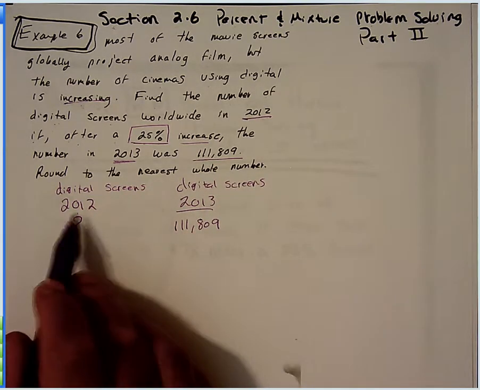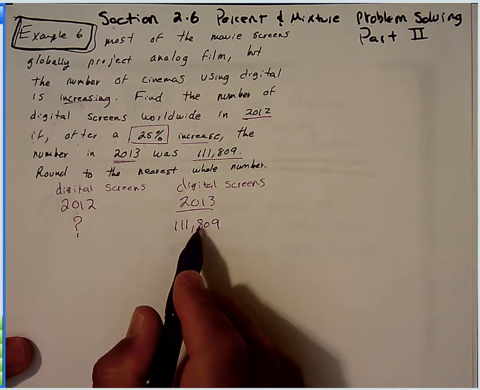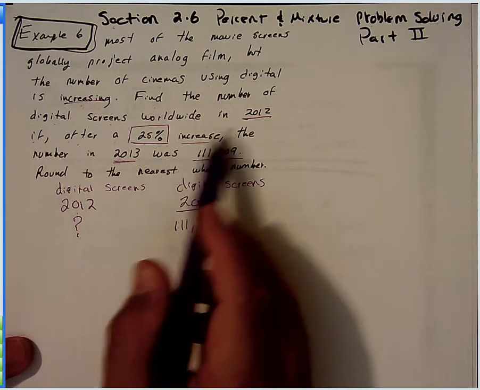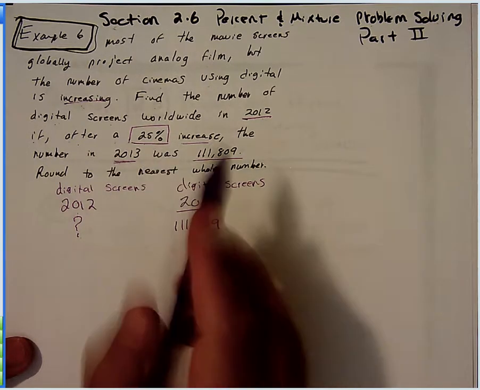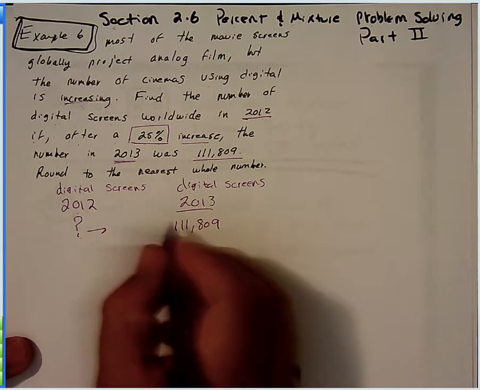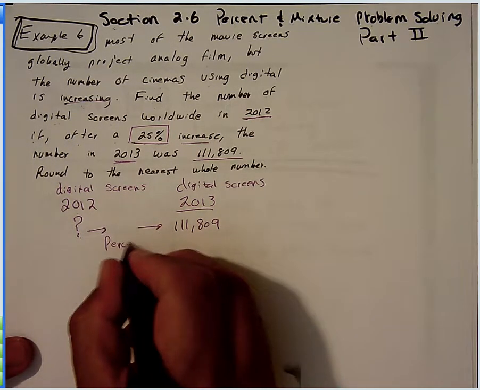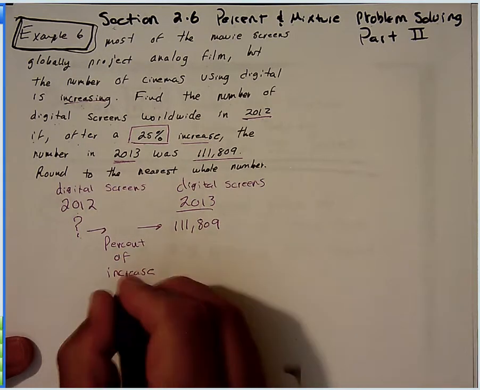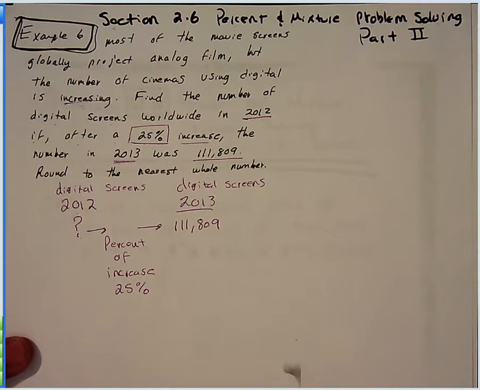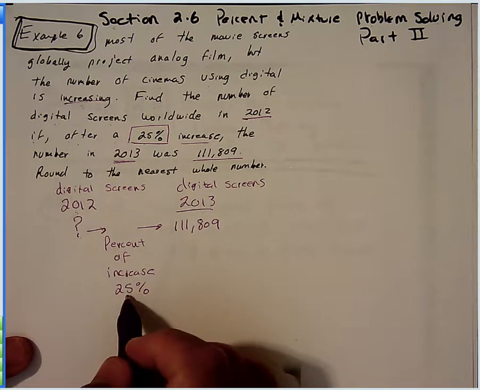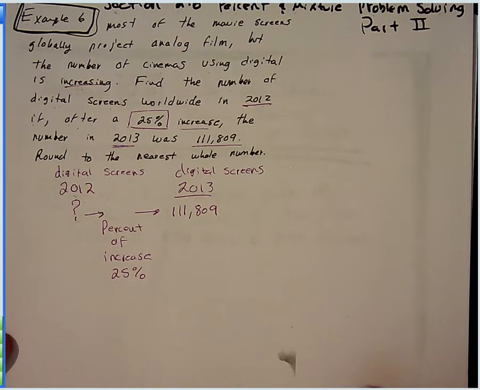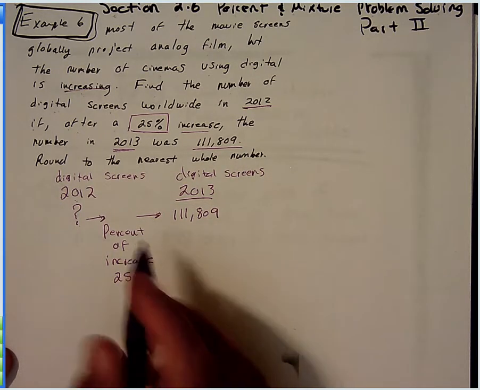Okay, so again, in 2012, we don't know how many screens we had. We know that in 2013, we have 111,809 digital screens. What was the percent of increase? That we do know. So from here to here, we had a percent of increase, which is 25%. So we know whatever happened between this year, that people started buying more digital screens and they don't want to use the old analog screen projection because it's better. It has better image. So now how do we find that?